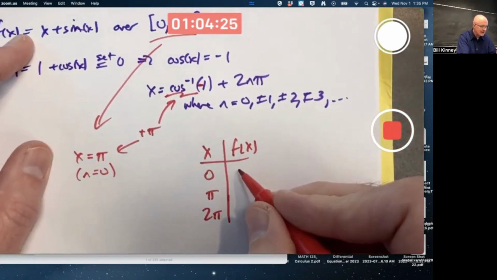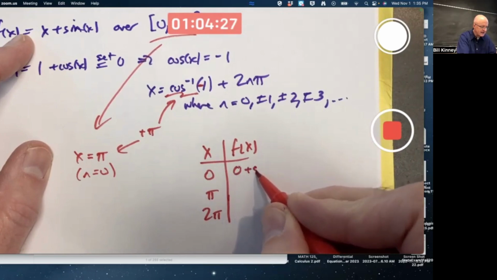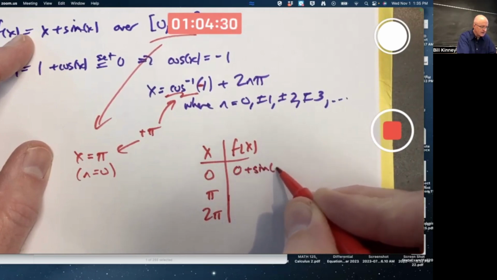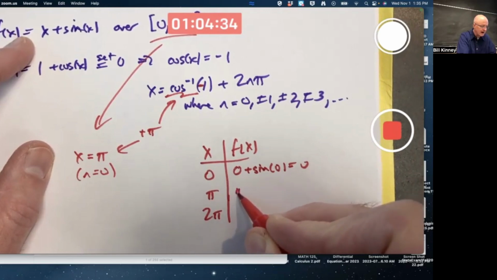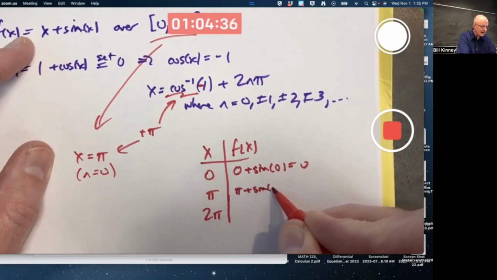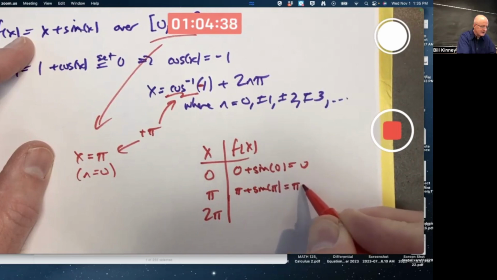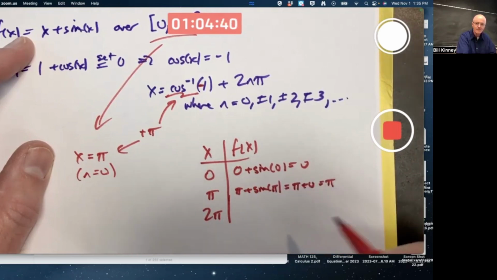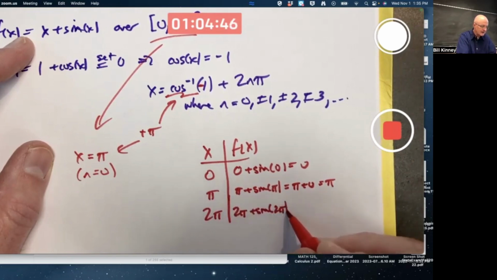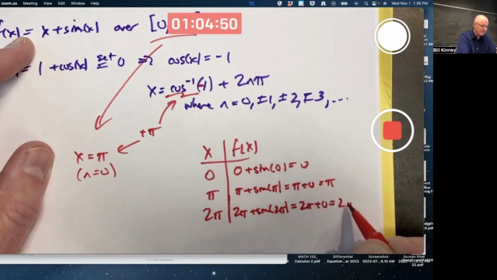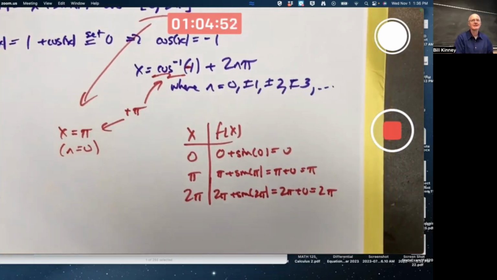F of x is x plus sine x, so I get 0 plus sine 0 here is 0. When I plug in pi, I get pi plus sine pi is pi plus 0 is pi. When I plug in 2 pi, I get 2 pi plus sine 2 pi is 2 pi plus 0 is 2 pi. That's kind of strange, but true.